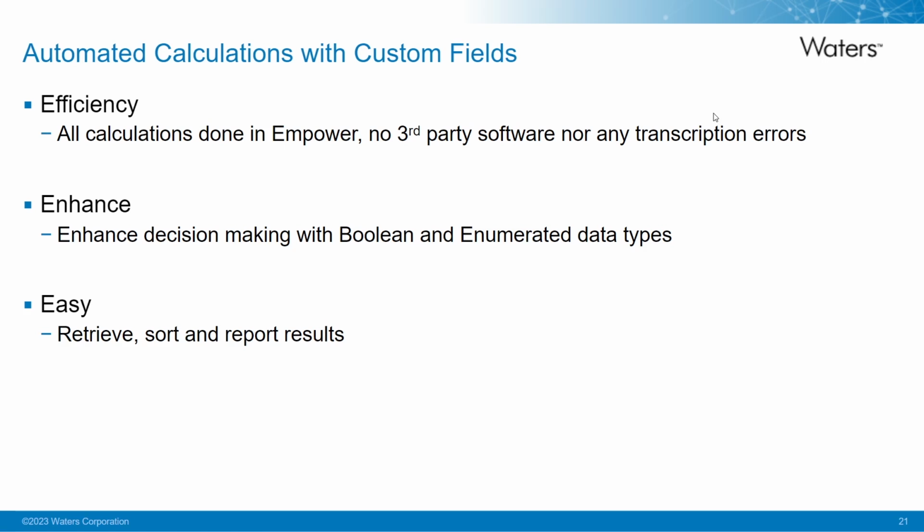We don't need to take things out of the software, make the calculation, and perhaps bring the results back in, and then generate the final results. So we have the ability to make custom calculations. We call them either custom peak fields or custom result fields. We can enhance decision making by taking advantage of things such as Boolean and enumerated data types, which can take a numerical result and translate it into a pass-fail, for example. Then we can also track and trend those results based on those custom fields, and of course they can be included in the reports.